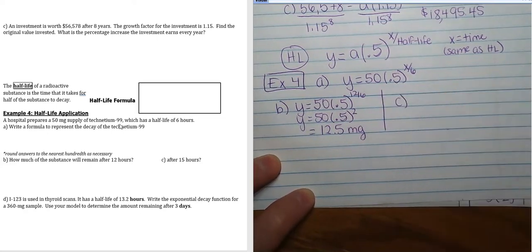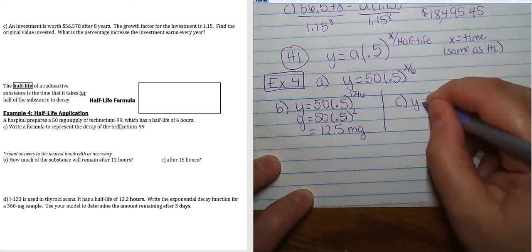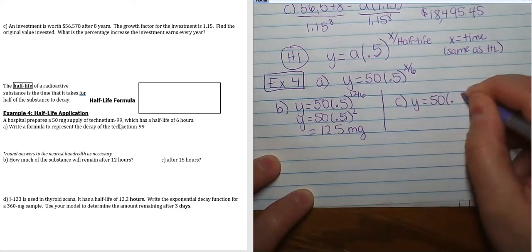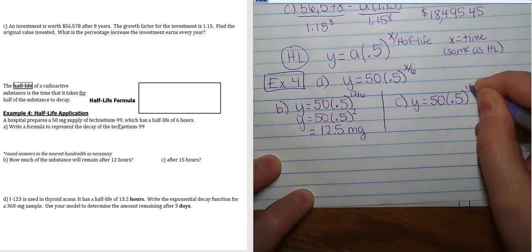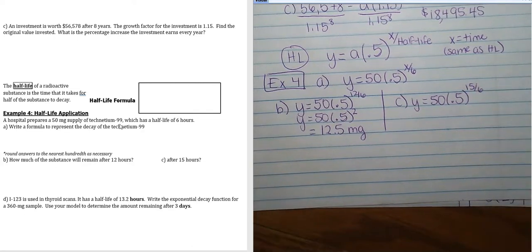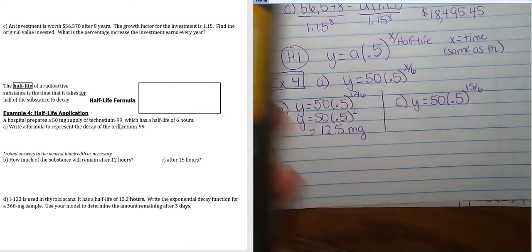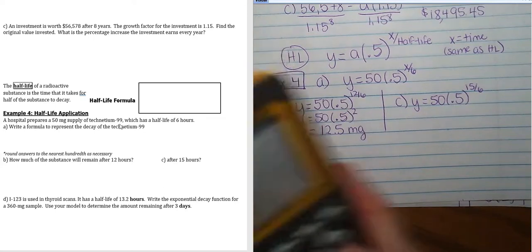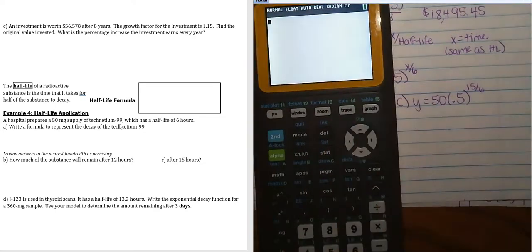Now, part C there, the same thing. It says after 15, and this is not cut in half nicely. So 15, I'm going to cut it in half 2.5 times is really what we're doing there, but I'm just showing you don't have to simplify that.